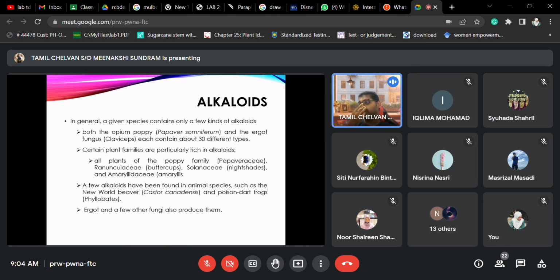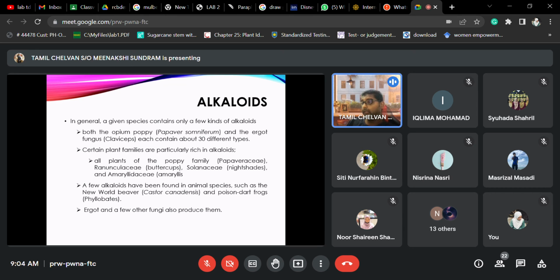Certain plant families are particularly rich in alkaloids. All plants of the poppy family are rich in opium. Some are rich in alkaloids: the poppy family Papaveraceae, Ranunculaceae, buttercups, Solanaceae, and amaryllis. So all these families are rich in alkaloids.